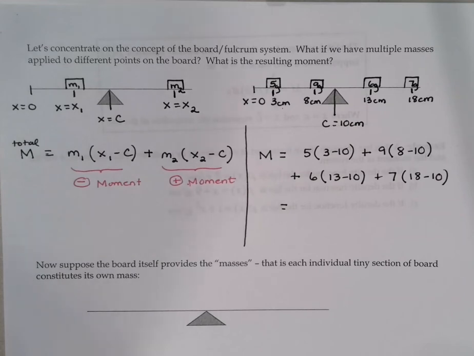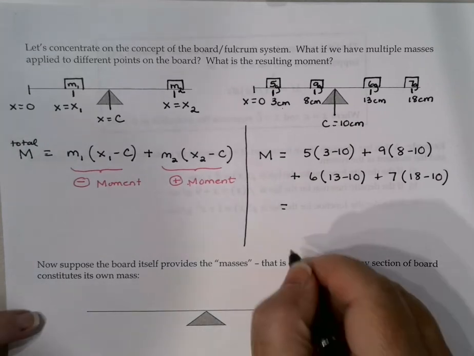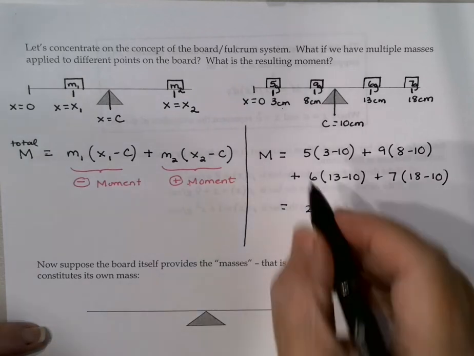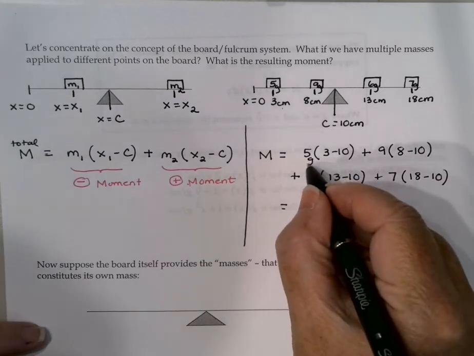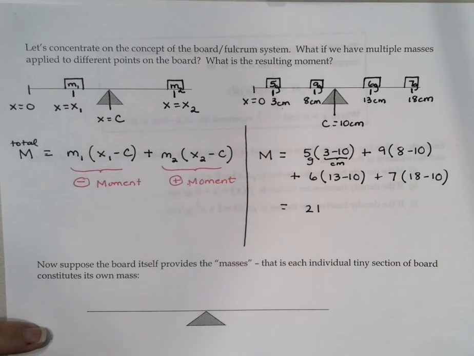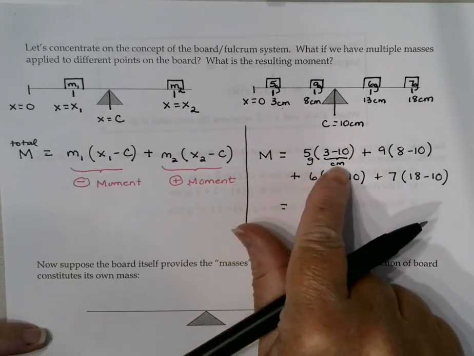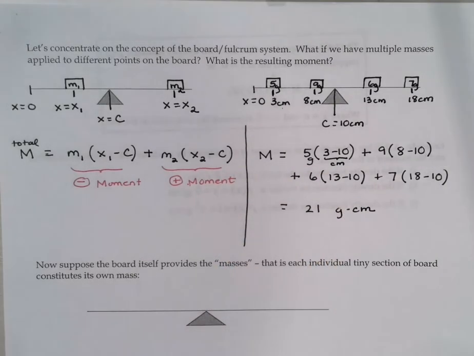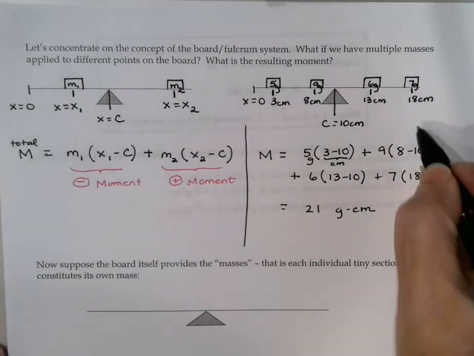And then it's just a matter, of course, of doing all the arithmetic. And if you do that, you get 21. Notice in each case, the mass is in grams, right? And these are in centimeters. So the units of this answer are actually grams times centimeters, or gram centimeters. It's a positive moment, so we do know that this board would tilt to the right.